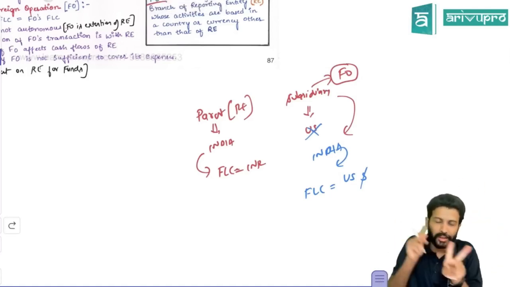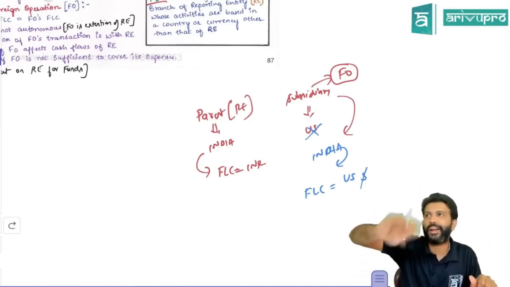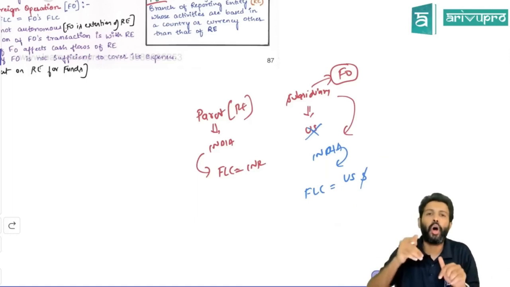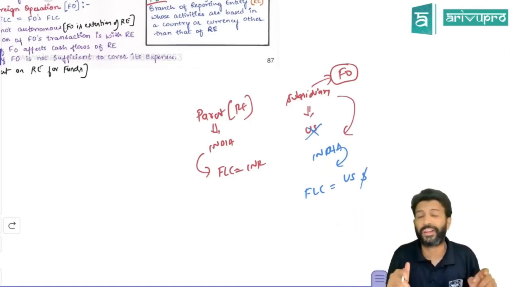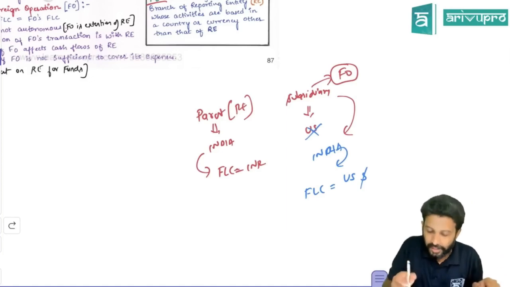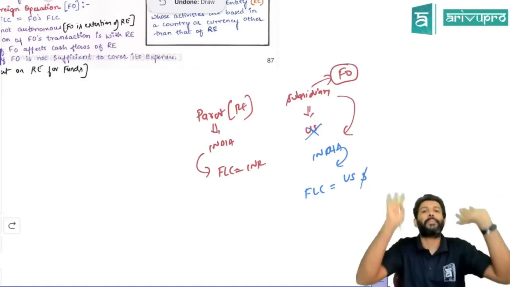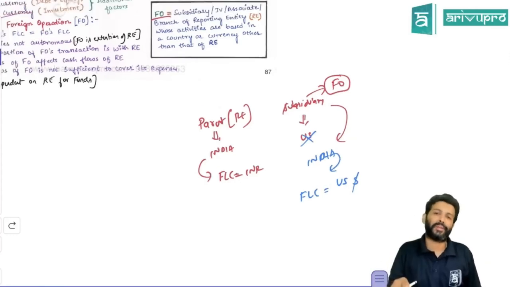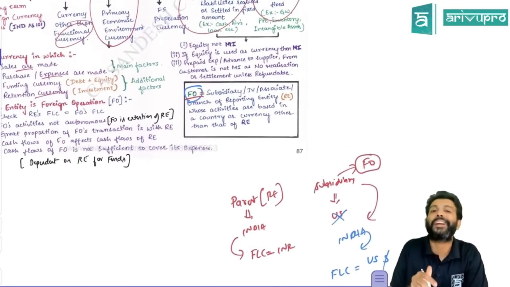So foreign operation has been defined from two parameters. One, if you're operating in a country other than that of the reporting enterprise, or if you're operating in a currency other than that of the reporting entity's functional currency. Basically, if parent's functional currency and subsidiary's functional currency are not the same, then it becomes a foreign operation. That's what we mean. One is country wise, another one is currency wise classification of foreign operation.